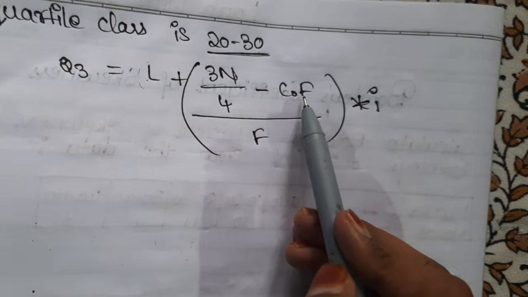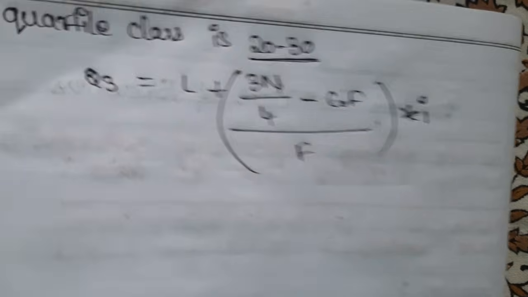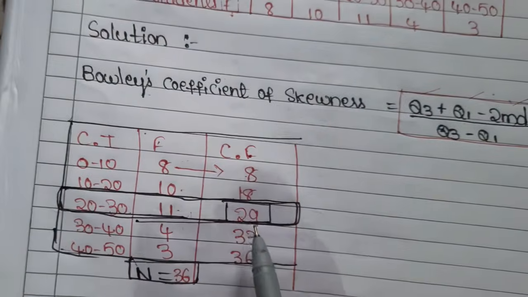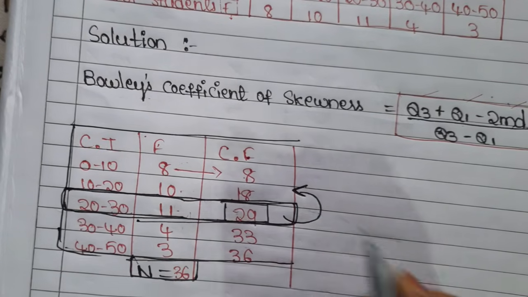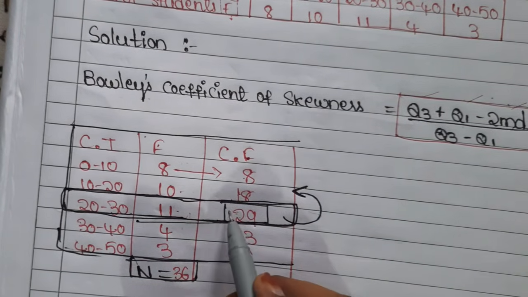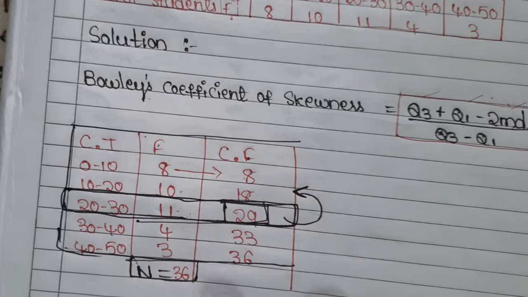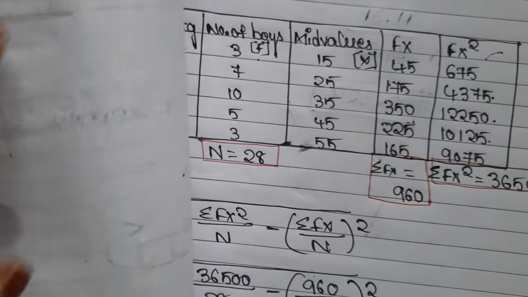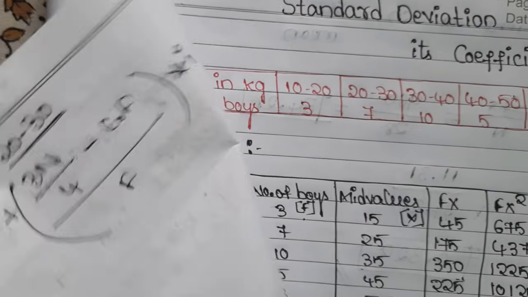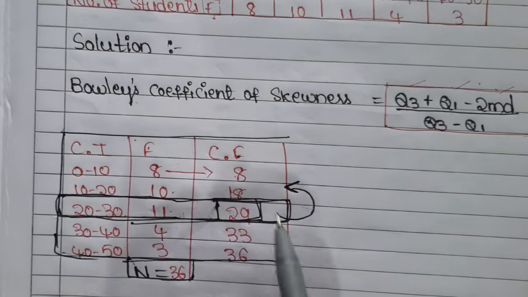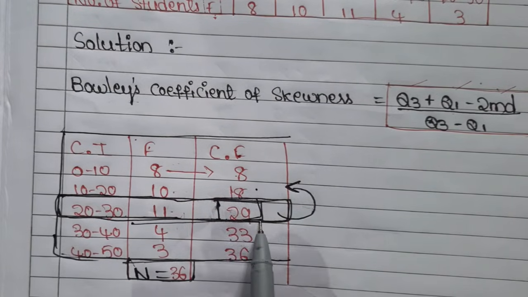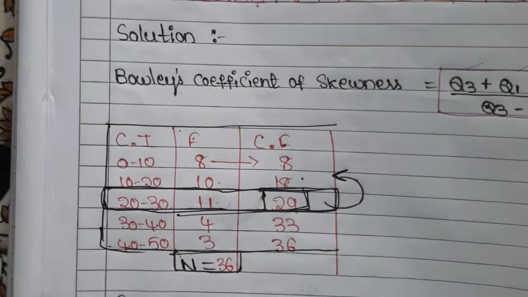Then cumulative frequency. Here we will not take this one, 29. Above this we are going to consider as cumulative frequency. For the term we take this cumulative frequency, but for the cumulative frequency in the formula, we take the one above it. Do not take 29 as the cumulative frequency; take the one above. So here the cumulative frequency will be 18.